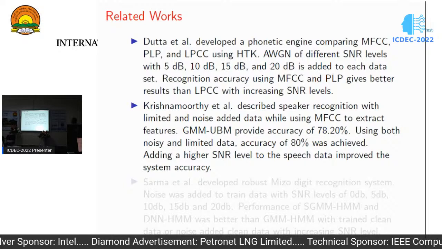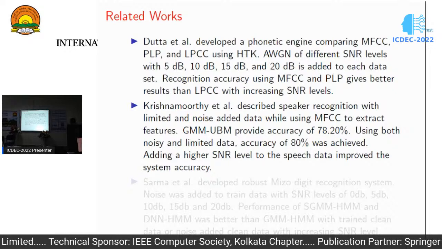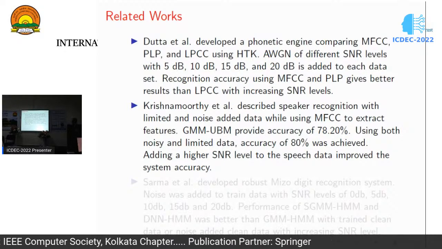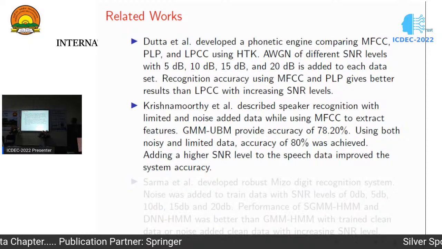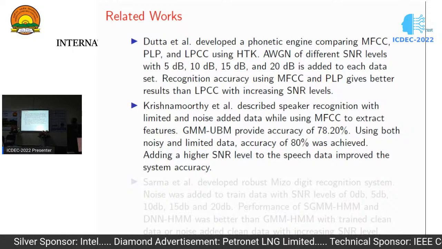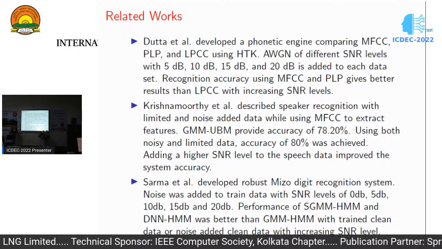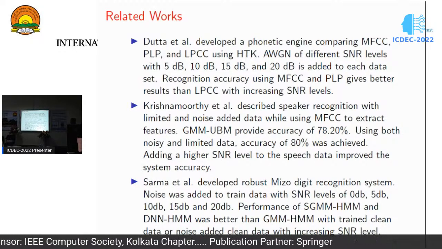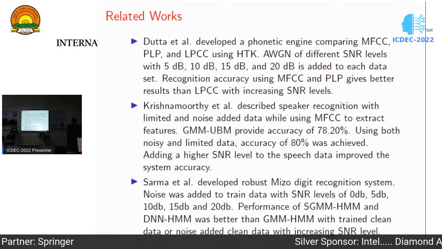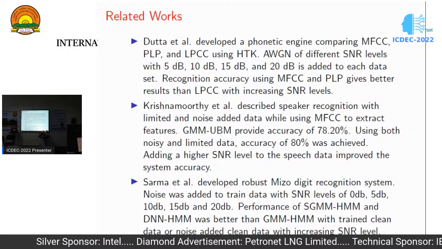The second, Krishnamurthy, did the work on GMM-UBM and obtained an accuracy of 78.20%. But after adding the noisy data and muted data, an accuracy of 80% was achieved. So we can say that increasing the SNR level also improved the system accuracy. Then the third one, Sama et al., developed a robust isolated digit recognition system. Here also they added additive noise, worked using the SGMM-HMM model, and found that in any of these models, it shows better results with increasing SNR level.